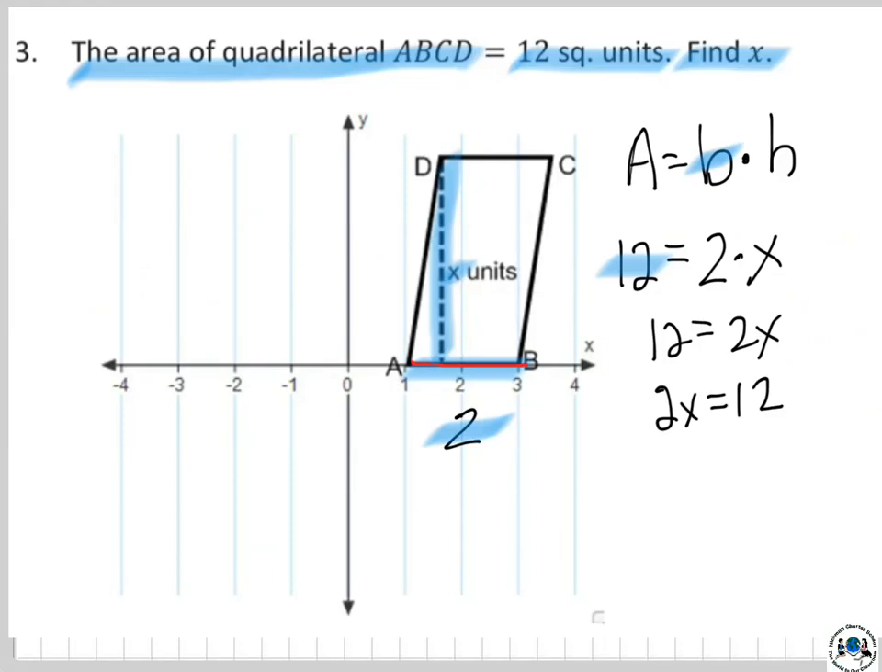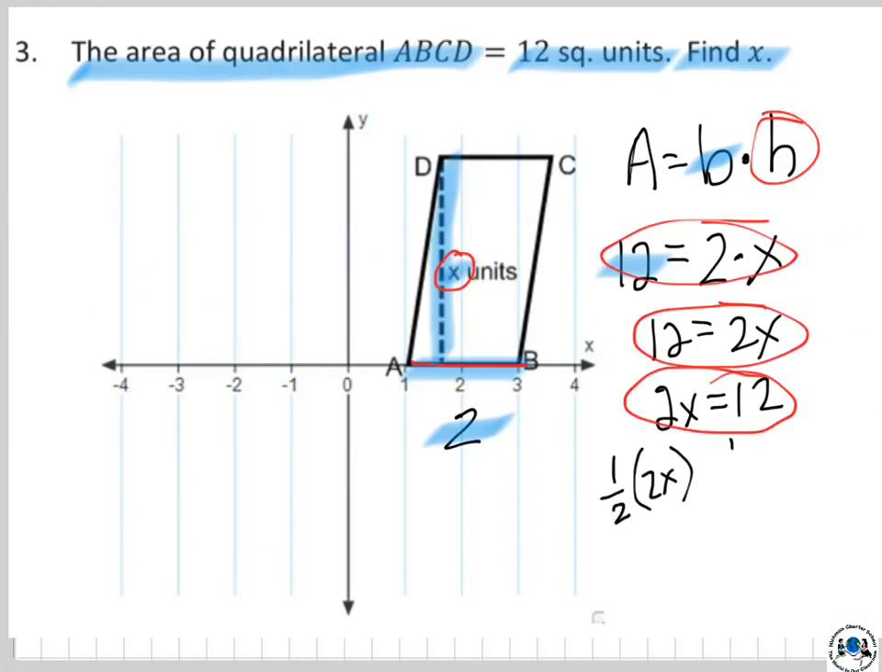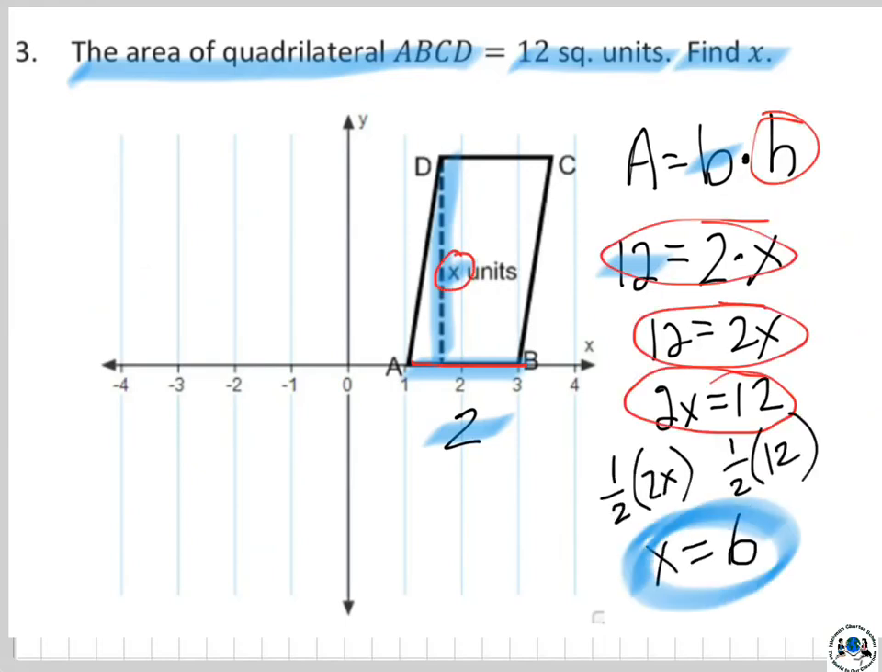So if we know that, we can do this algebraically. You can look at it, I'm sure you can get the answer right away. But if we do it algebraically, we can go ahead and multiply both sides by the multiplicative inverse of 2, and that is 1/2. And we end up with x equals 6. So x, or the height of this parallelogram, they're calling it quadrilateral. Of course, it's quadrilateral, but it's parallelogram as well. The height is actually 6 units.